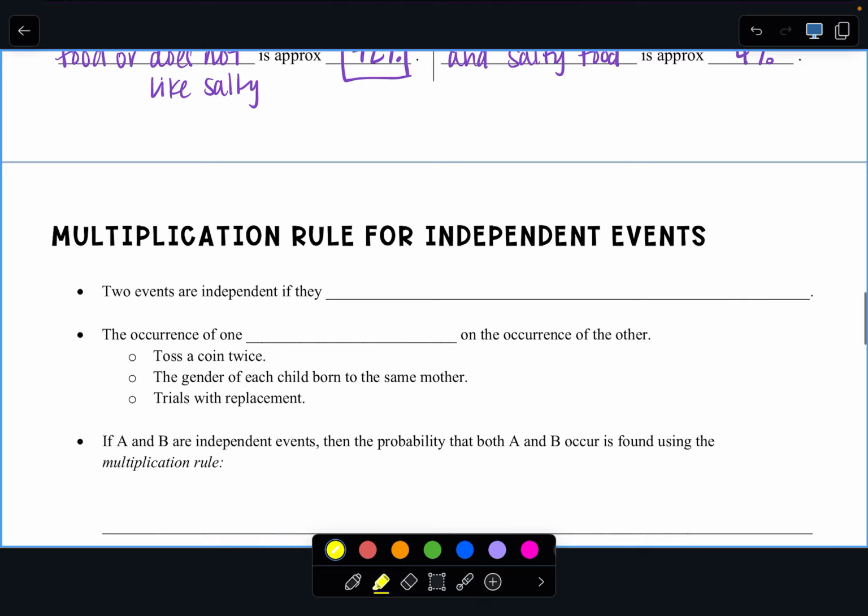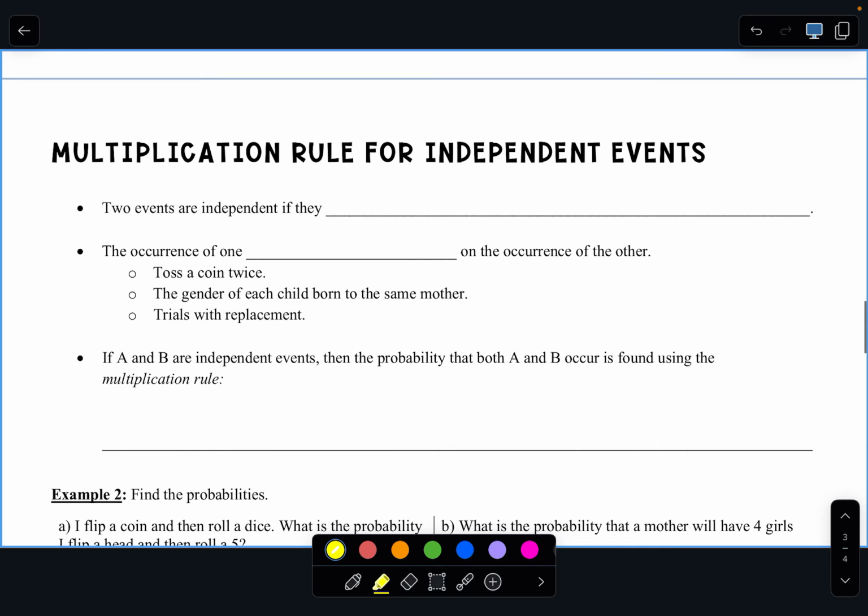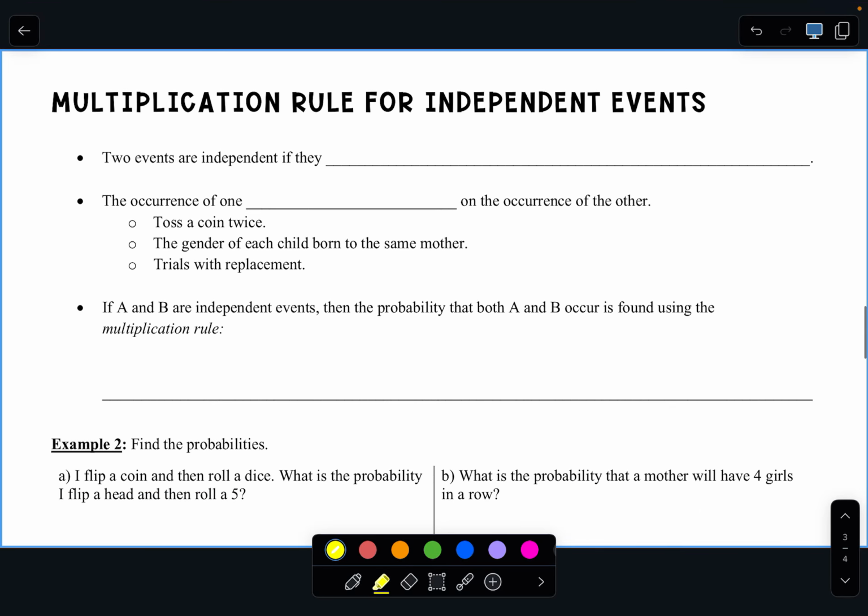Now, in the case of the multiplication rule, we're going to go into this very lightly and talk somewhat about conditional probabilities again, but we don't do formal conditional probability until next week. So two events are independent if they do not influence one another.